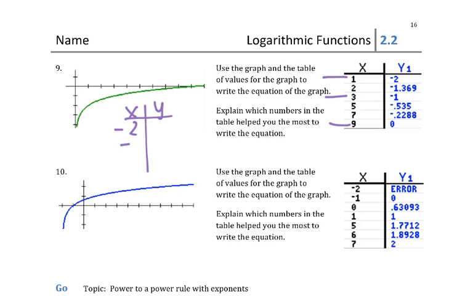So -2, -1, and 0. And we get 9 here, 3 here, and 1 here. So let's think, what to the -2 would equal 1? What to the -1 would equal 3? And what to the 0 would equal 9?